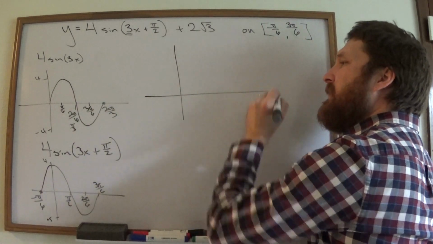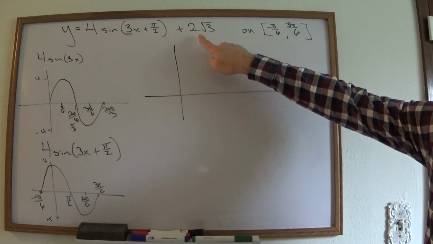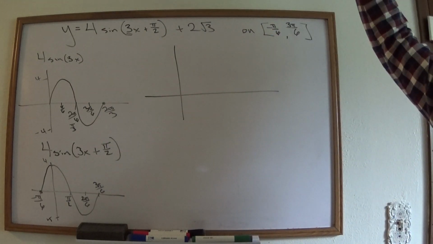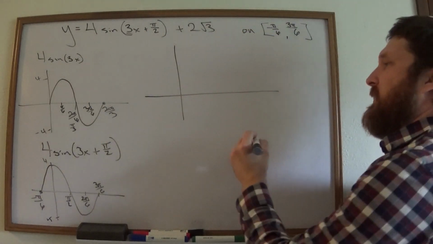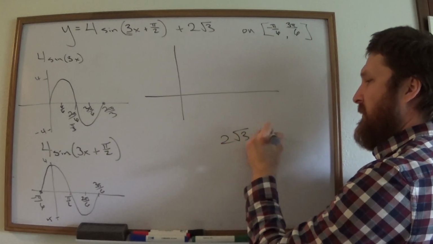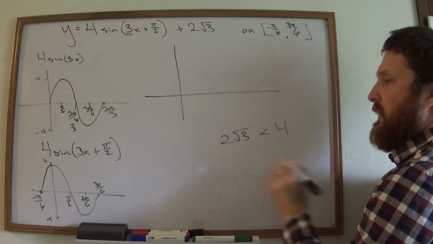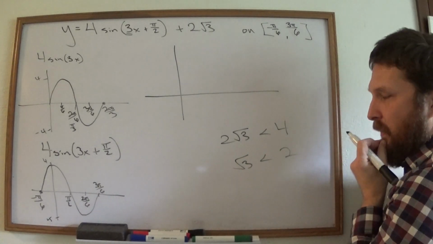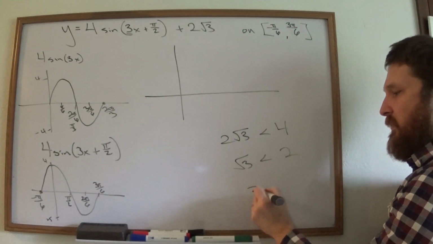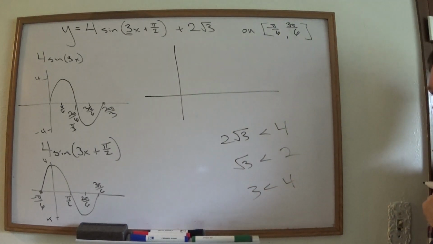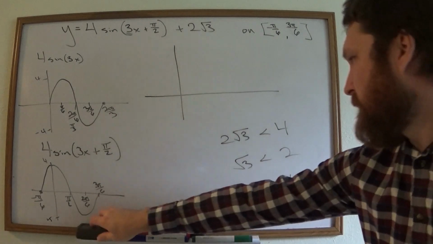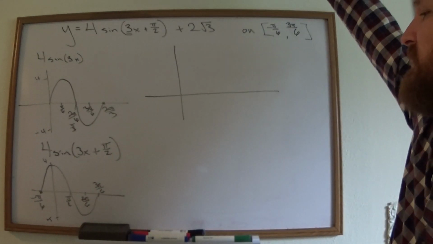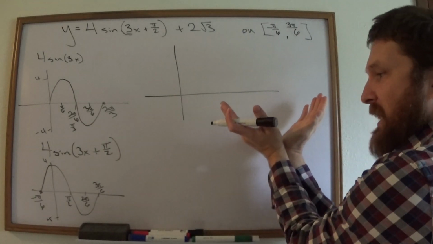Now, the question is, have I shifted it up so much that it's above everybody? No, because let's look at this. Root 3 is less than 2, right? Is that correct? Is root 3 less than 2? Yes. It had better be, because if I square both sides, I get that 3 is less than 4. And so, okay, it should be good. So I haven't shifted it up so much that it has no x-intercepts, but I have shifted it up.